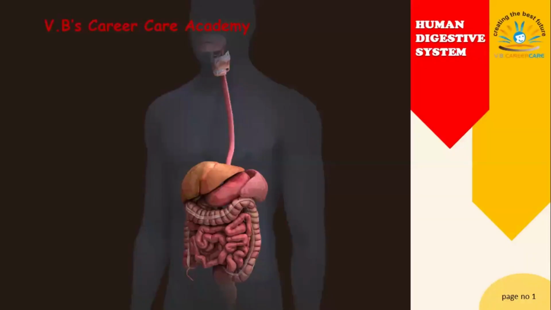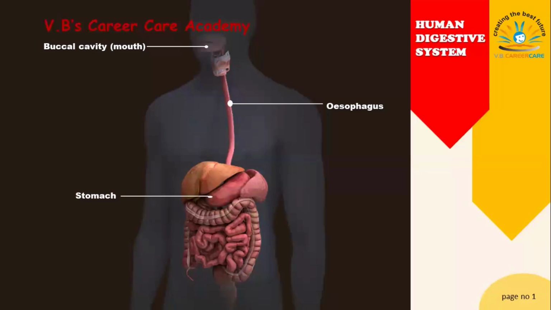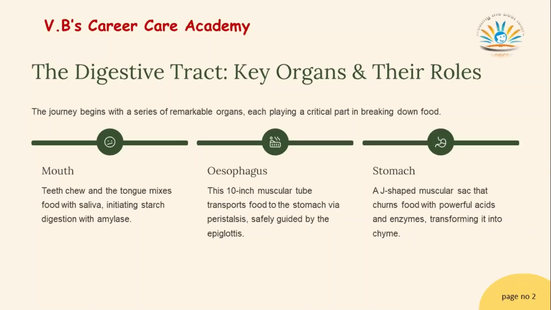So to begin with, we will understand each and every organ with the help of a diagram. Firstly, let us discuss the mouth, which is also called the buccal cavity in scientific terms. The second one is the esophagus or the food pipe, and the third one is the stomach. The key role of the mouth is that chewing takes place and the tongue mixes the food with saliva, initiating digestion. We will understand it in later phases.